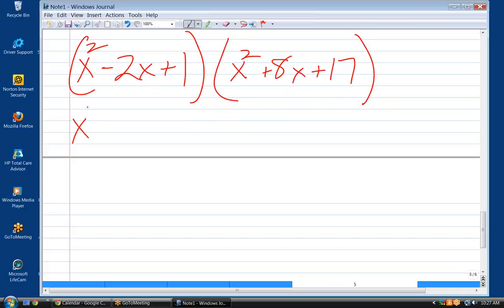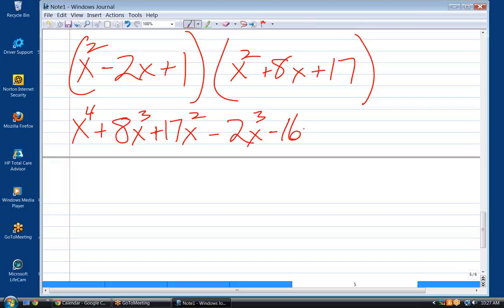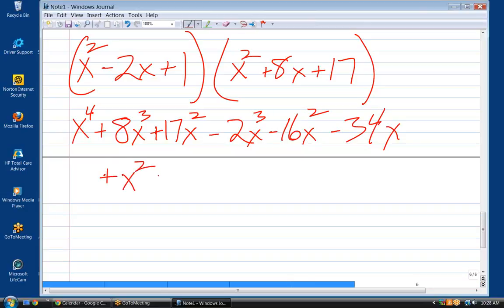x to the 4th plus 8x squared. Hold on. Plus 17. Hold on. That's an 8x, so that's 8x cubed. Plus 17x squared. Minus 2x cubed. Minus 16x squared. Minus 34x. Plus x squared. Plus 8x. Plus 17. Okay, simplify.